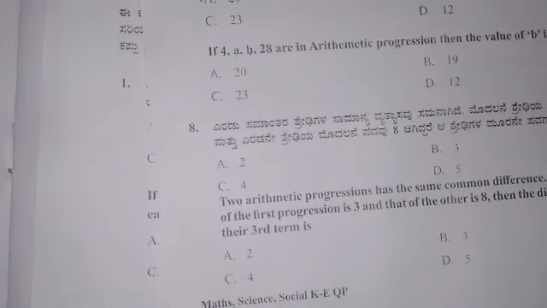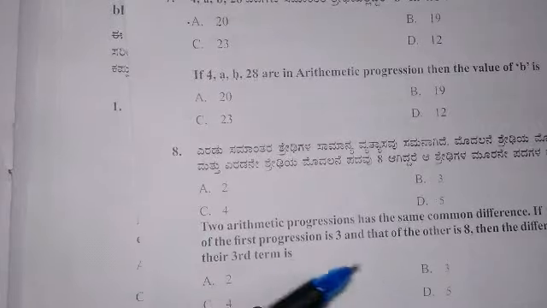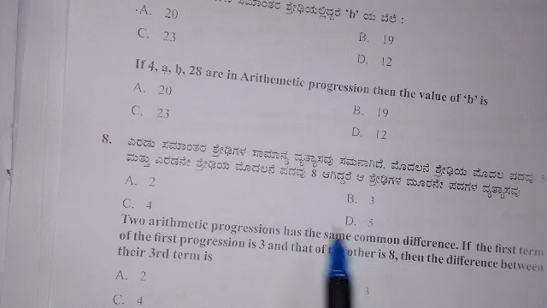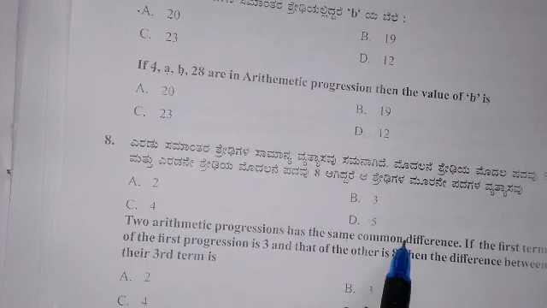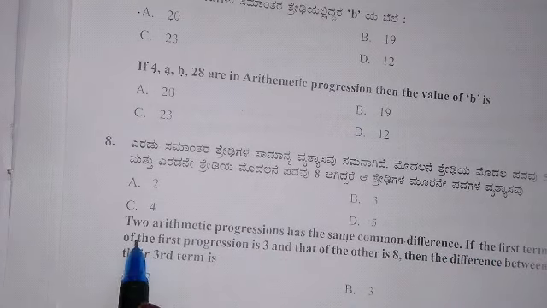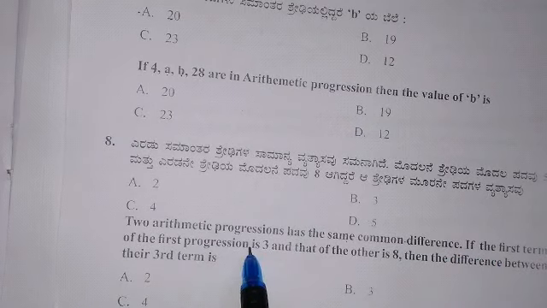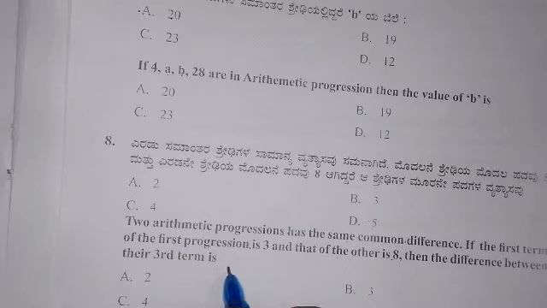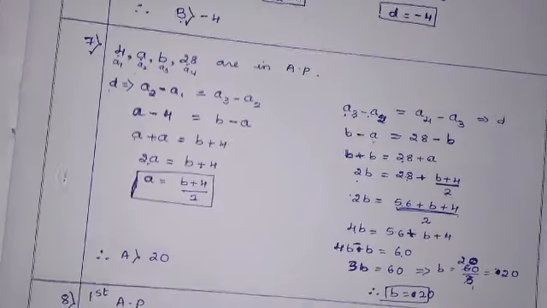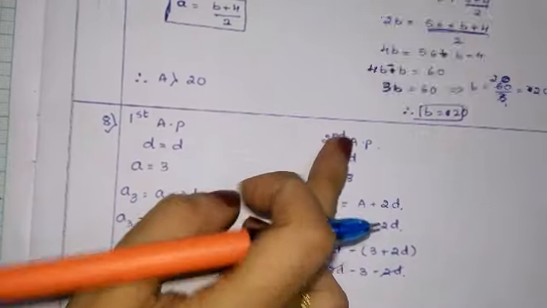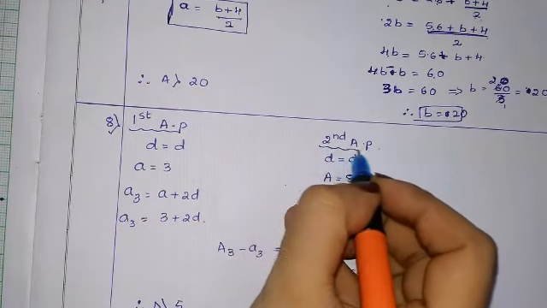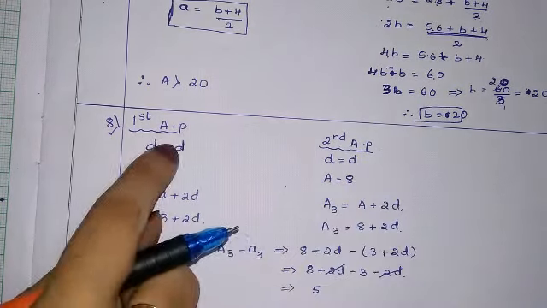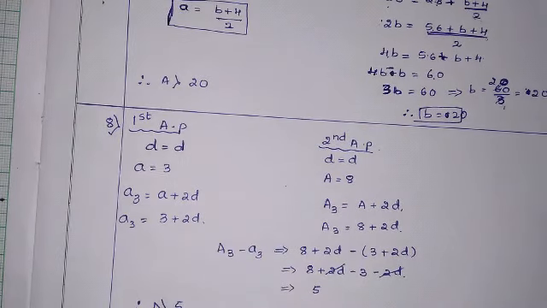Now let us see the next question. Two APs, two arithmetic progressions, have the same common difference. D is the same for both APs. If the first term of the first AP is 3 and that of the other is 8, then the difference between their third terms is... It's very easy. We will consider the first AP and the second AP. The common difference is the same, D is equal to D in both APs.